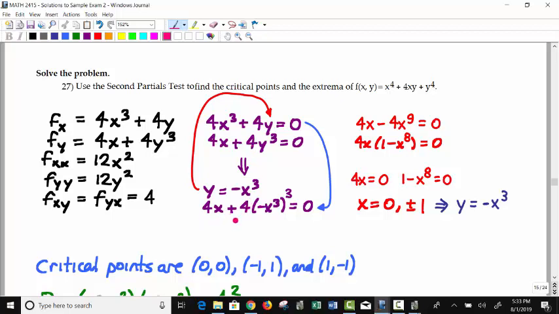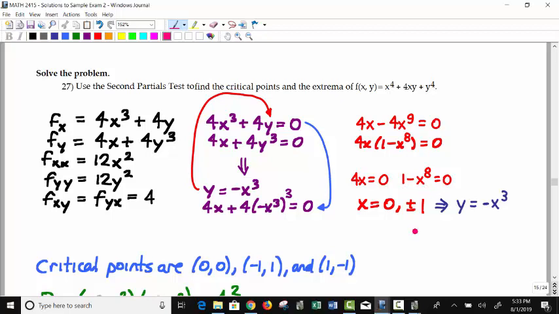So I have 4x plus 4 times negative x cubed, which will give me 4x minus 4x to the 9th equals 0. Factor out 4x, and you have 1 minus x to the 8th. And then set these equal to 0. You got 4x equals 0, and 1 minus x to the 8th equals 0.